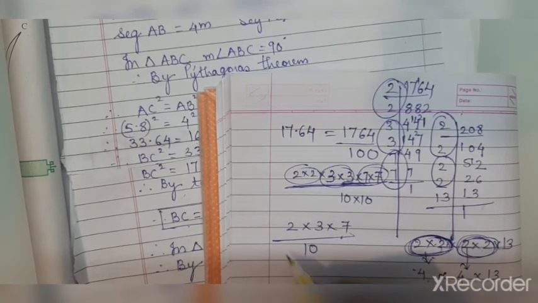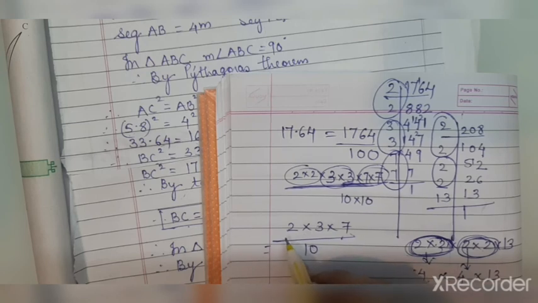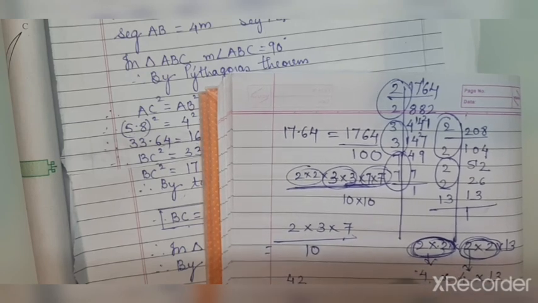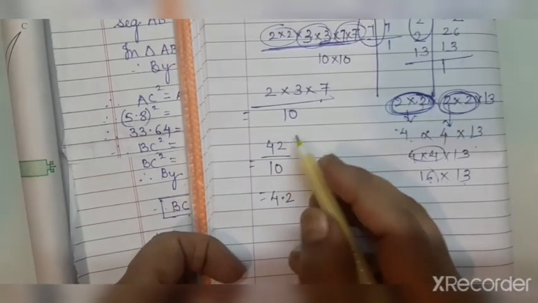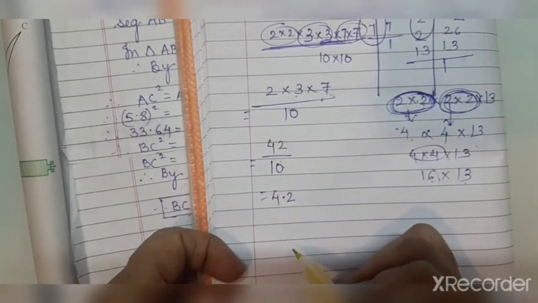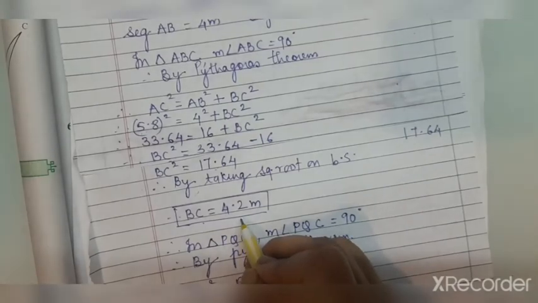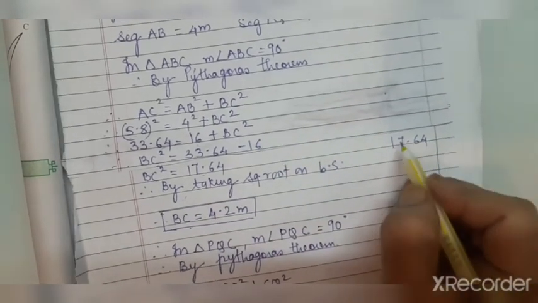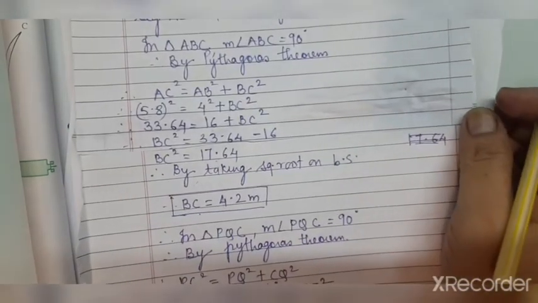Therefore what you get is 7 3s are 21, 21 2s are 42, upon 10, and that is 4.2. And this 4.2 has been written here. So there are many ways of doing it, so it's up to you. After we get BC, we take the other triangle.